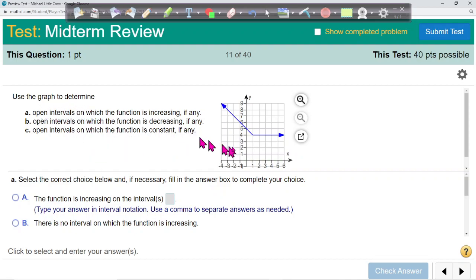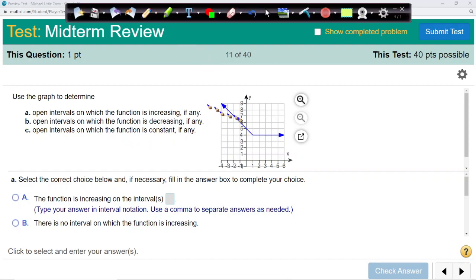Use this graph to determine open intervals on which the function is increasing, if any, on which it's decreasing, and open intervals on which it's constant. So we always read from left to right. That's the important thing, because if we don't have an orientation, this line here could, depending, be seen as increasing or decreasing, but when we think about increasing and decreasing mathematically, we are always reading from left to right.